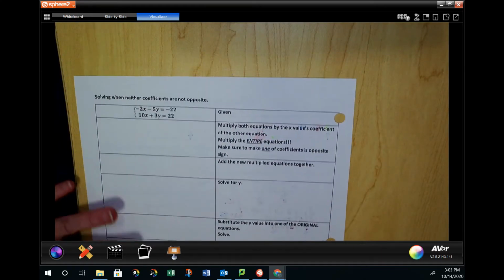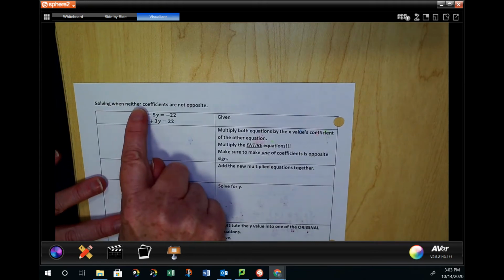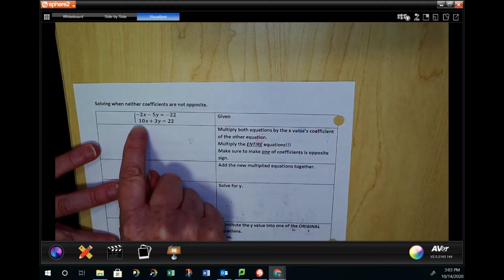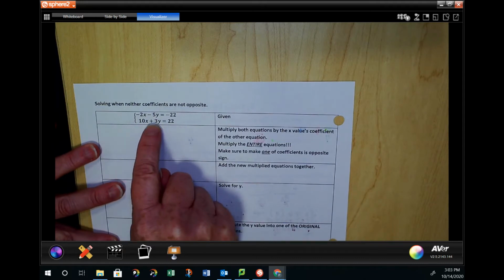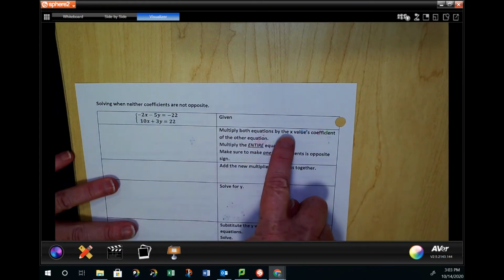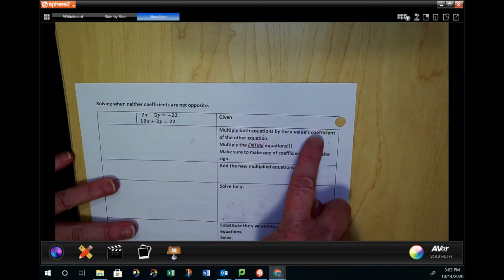So the back side. This time, you're solving when neither coefficients are opposite. So negative 2x and 10x, negative 5y and 3y. So none of those coefficients are opposite, so you're going to multiply both equations by the x value's coefficient.